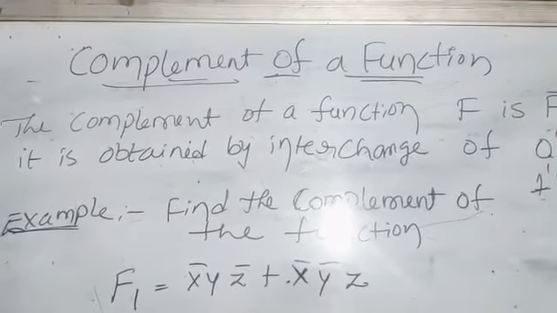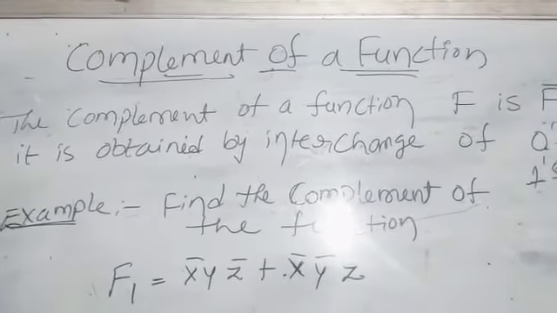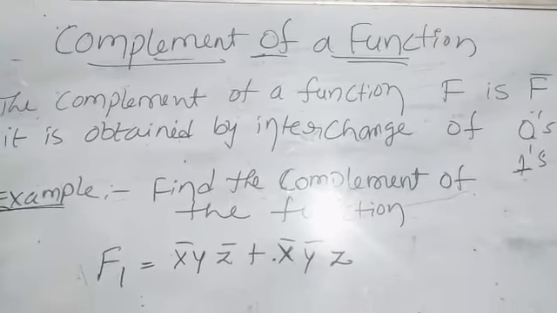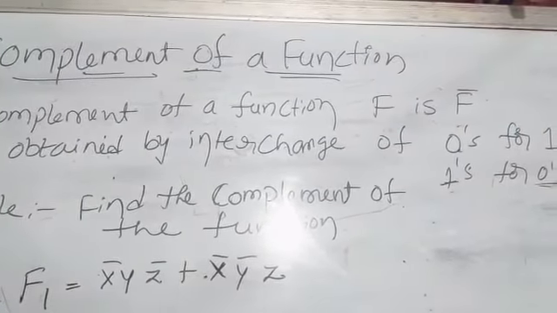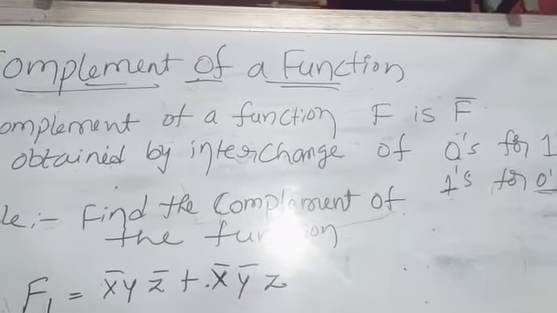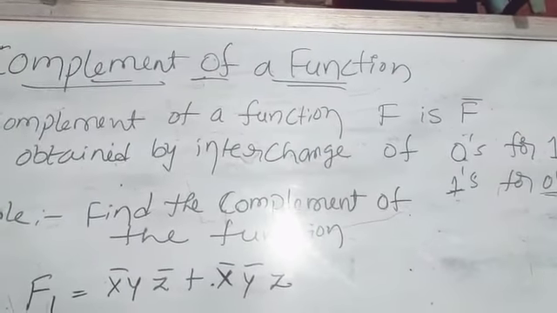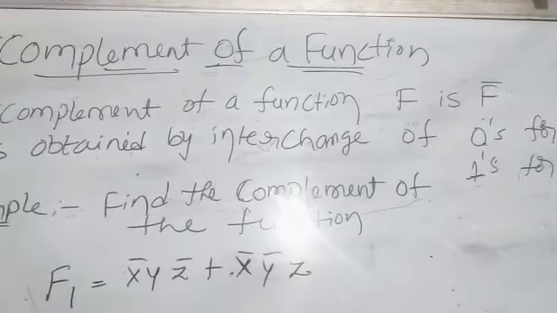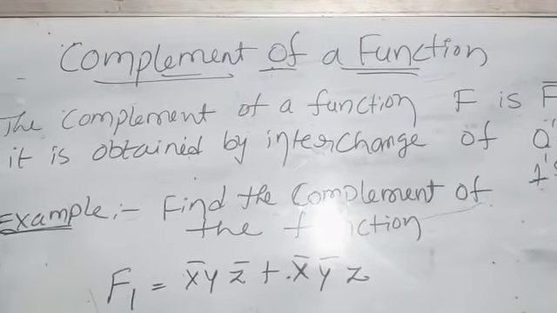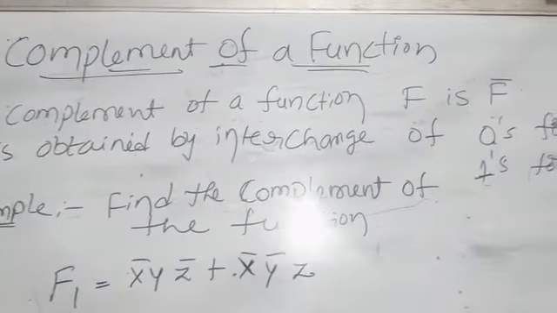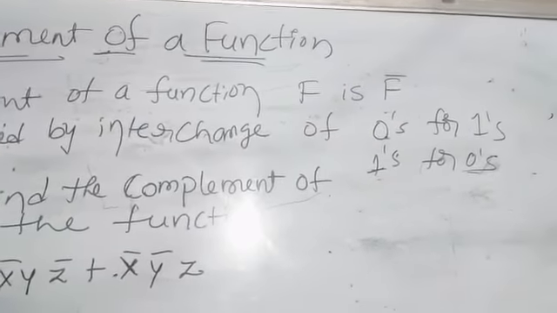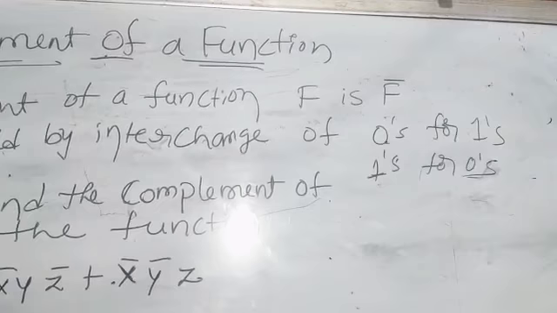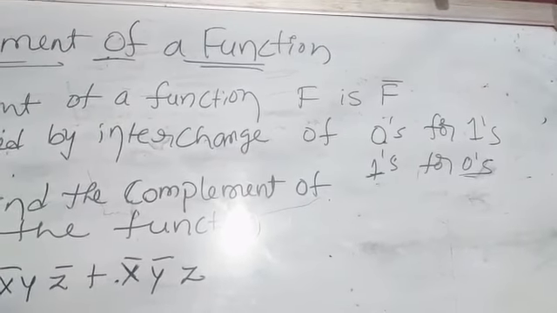Okay, the next topic is the complement of a function. The complement of a function can be represented as f bar. Suppose the function is f, then the complement of the function is f bar. To obtain the complement of a function of variables, the values will be interchanged. That means zeros are represented as ones, and ones are represented as zeros.